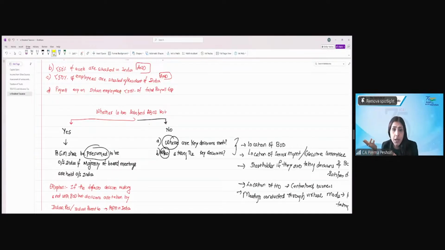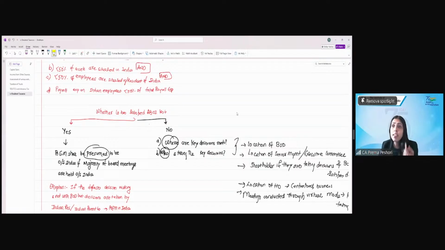Where are the key decisions being made? Where are you taking the decisions? And who is taking the decisions? When I say who is taking the decisions, whether it is a board of directors, some executive committee, senior management, or whether it's the shareholders who are taking the decisions. So we'll ask you those questions, and then on that basis we'll say where these decisions are being taken.